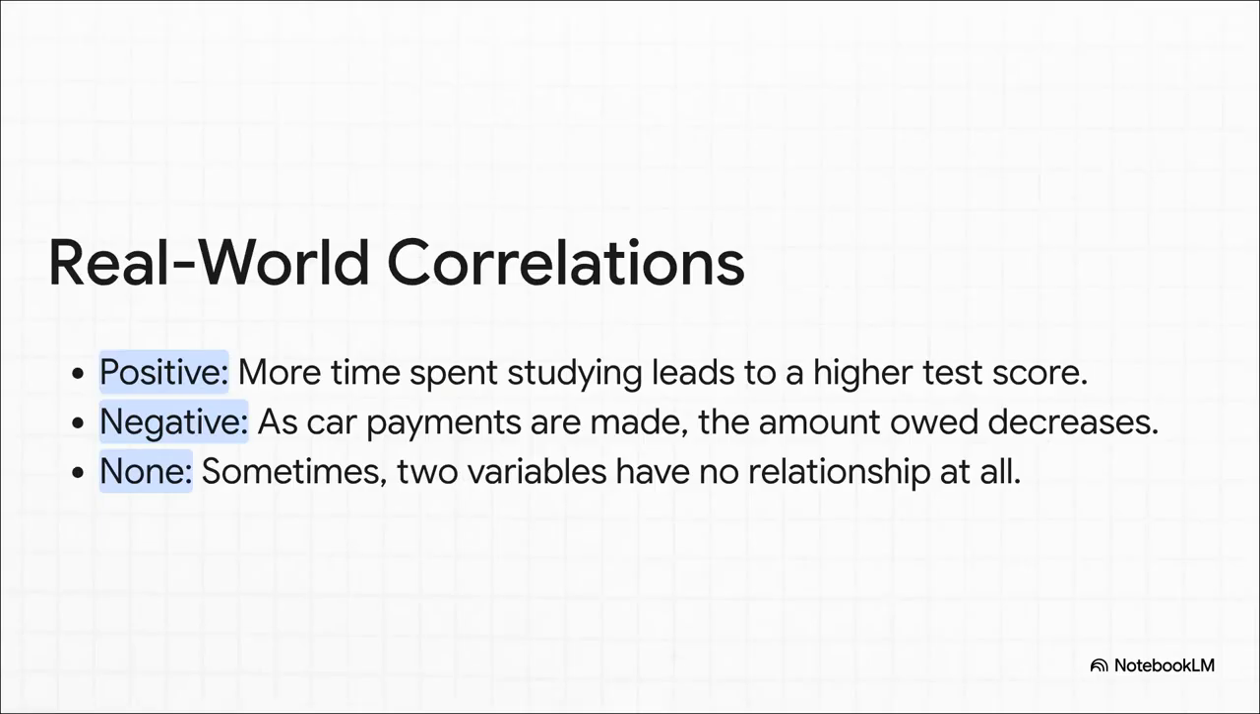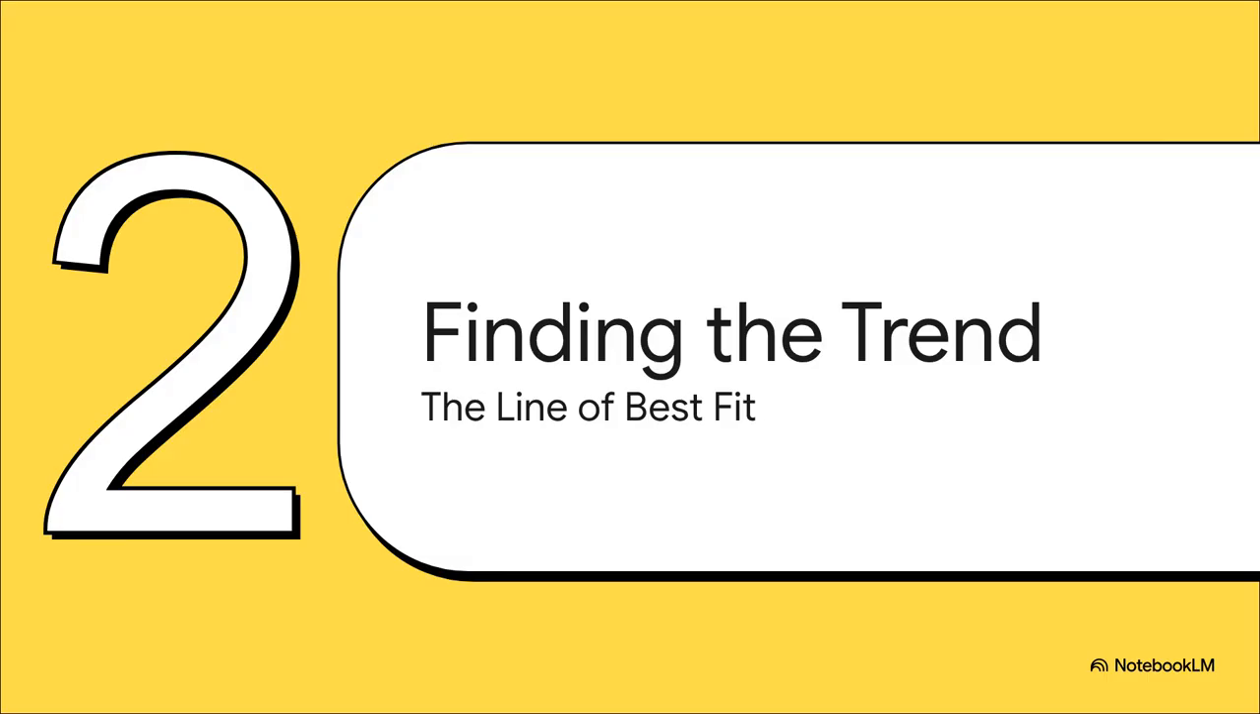Let's make this feel a little more real. A positive correlation. Think about this. The more you study, the higher your test score usually is. Negative, the more car payments you make, the less money you owe on that car. And no correlation? Well, I'm pretty sure the number of pets you own has absolutely nothing to do with your shoe size.